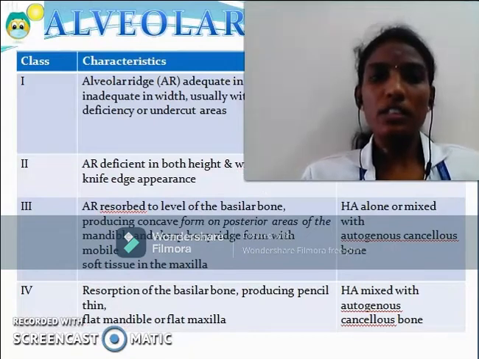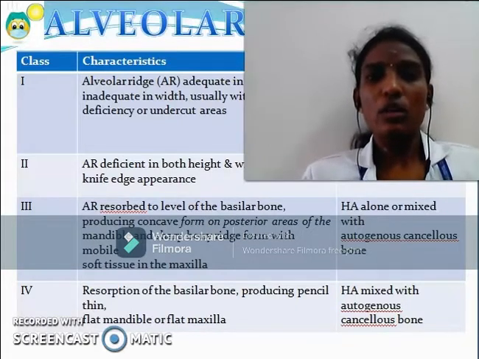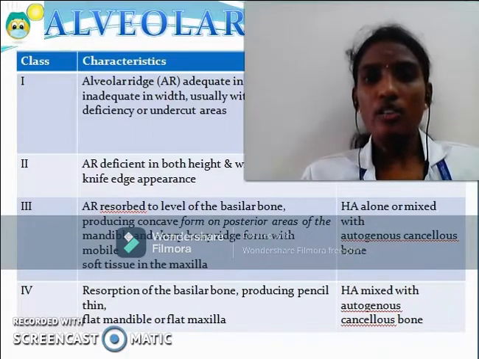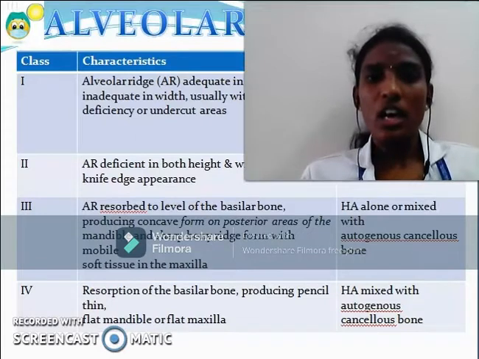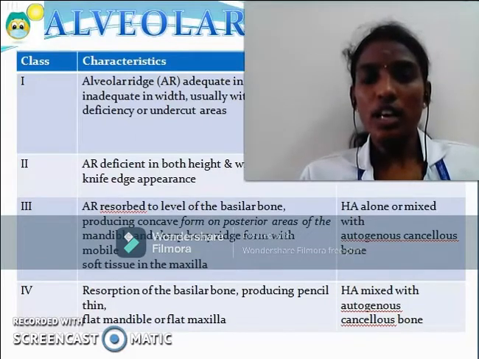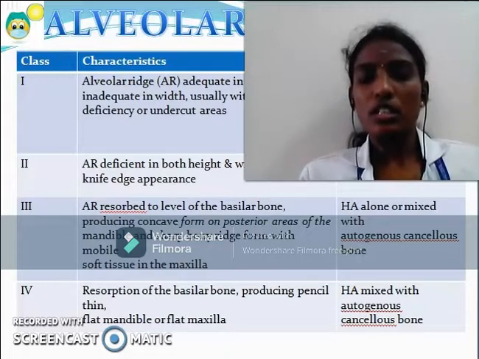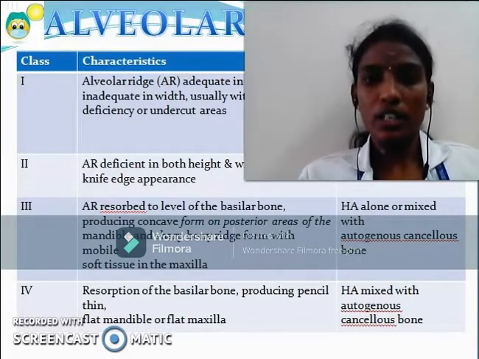Alveolar atrophy is classified into 4 classes. Class 1 is characterized by an alveolar ridge adequate in height but inadequate in width, usually with lateral deficiency or undercut area. It can be treated by hydroxyapatite alone. Class 2 is characterized by alveolar atrophy with deficiency in both height and width and has a knife-edge appearance. It can be treated by hydroxyapatite alone.